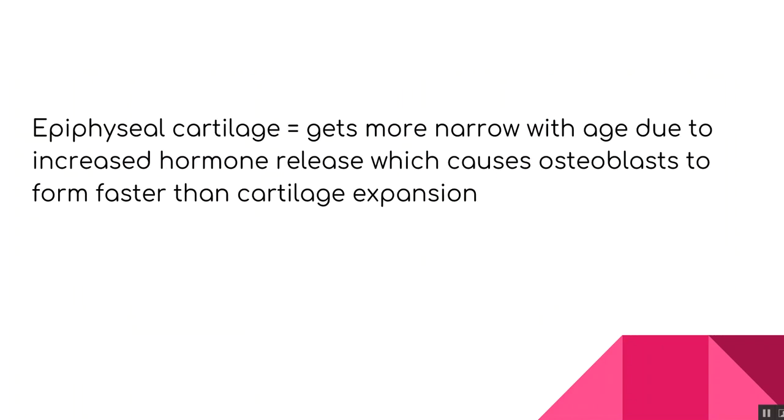This one you do not have to write down. I did just talk about epiphyseal cartilage, so I want to talk about what it is or what it does real quick. As you get older, it becomes more narrow. It becomes more narrow because of increased hormone release, the hormones that you get as you get older. And that causes osteoblasts to form faster than the cartilage. And so we see less cartilage and more bone forming.